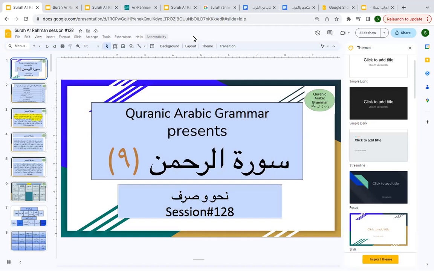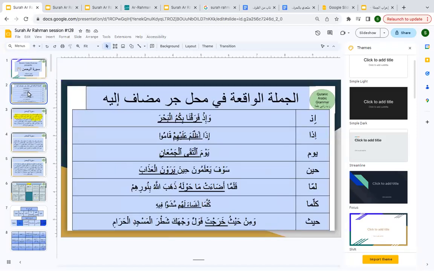Ameen ya Rabbal Alameen. So here we are with our session number 128 for Quranic Arabic grammar and session number 9 for Surah Ar-Rahman. So I'm going to start with a quick review of what we have covered in our last session. Alhamdulillah, we have gone over a word, iza, and iza is one of the shart particles.